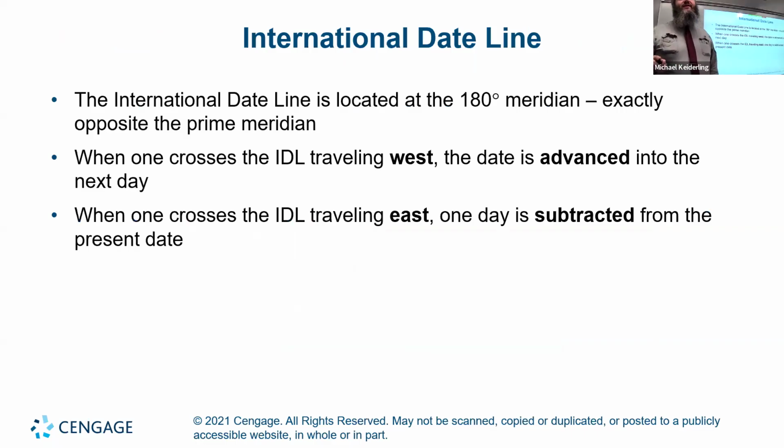The international date line is located at the 180-degree meridian, exactly opposite the prime meridian. When you cross the international date line traveling west, in the direction where you'll be going to steadily earlier times as you cross time zones, the date gets advanced to the next day. So the time zone change and the date line change are in opposite directions. And that means that going around the whole Earth, you can't gain or lose time somehow. And when you cross the international date line traveling east, 1 day is subtracted from the present day.